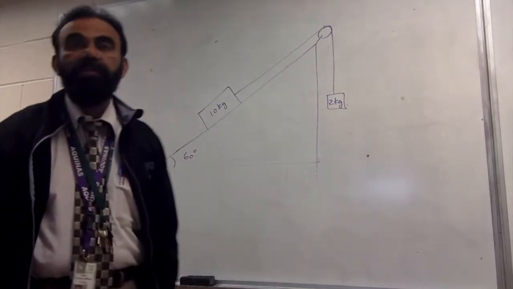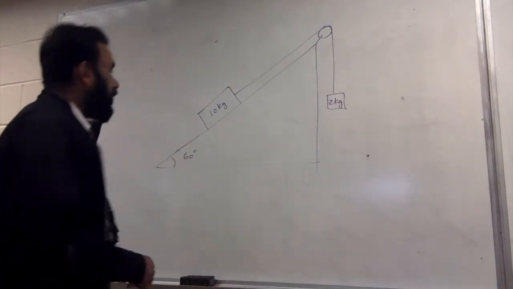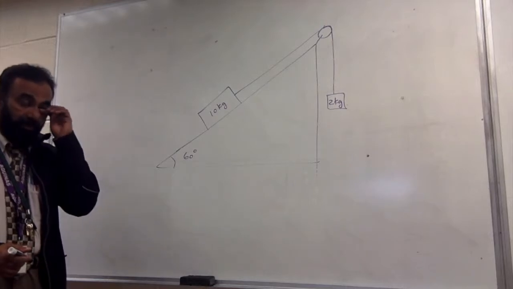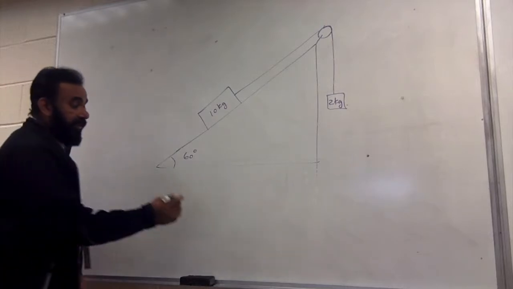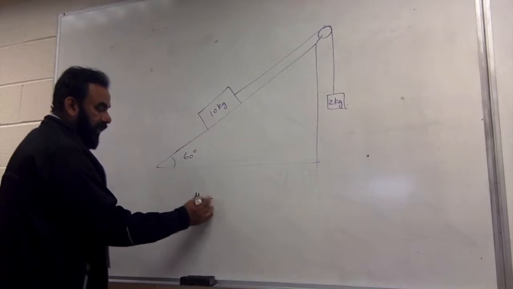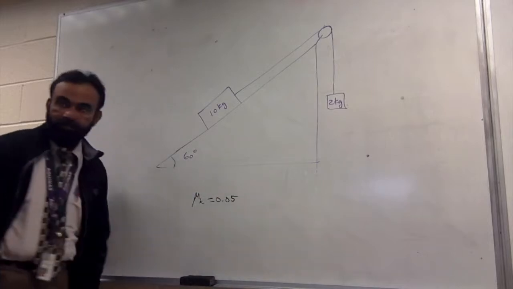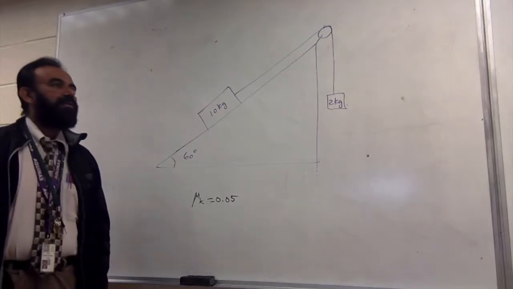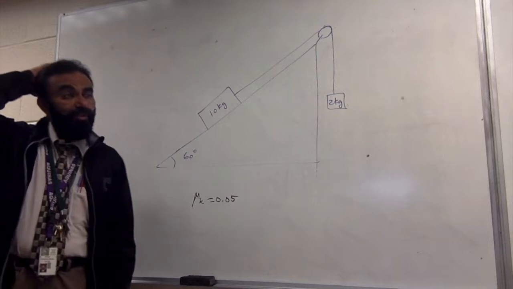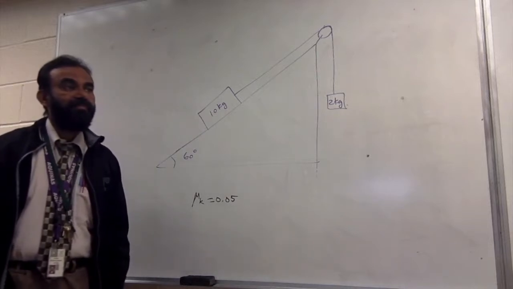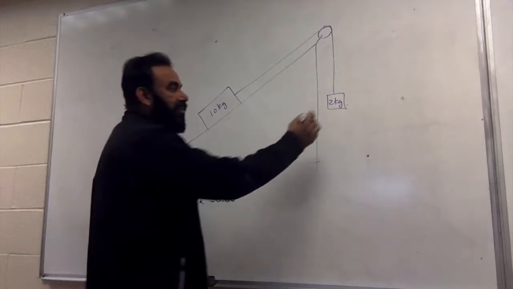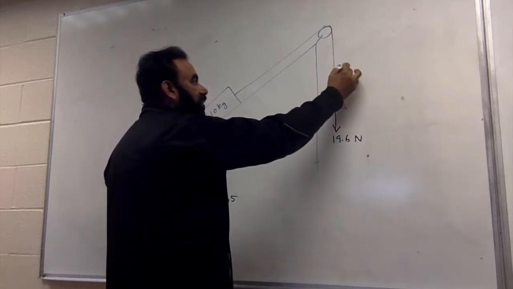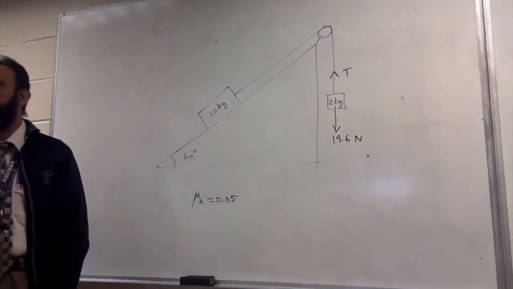Just like how you did your problems earlier, you're going to work it out the same way. Let's keep the coefficient of friction as 0.05 as before. What do you do first? Mark the forces. This force downward is 98, and then we have a tension upward. That's all we know on that side.